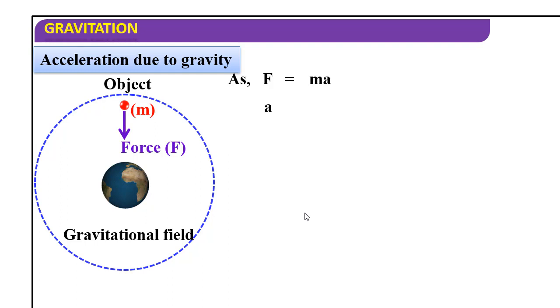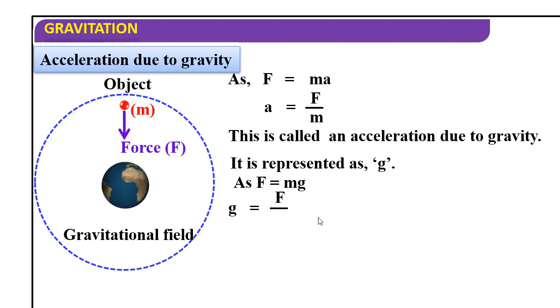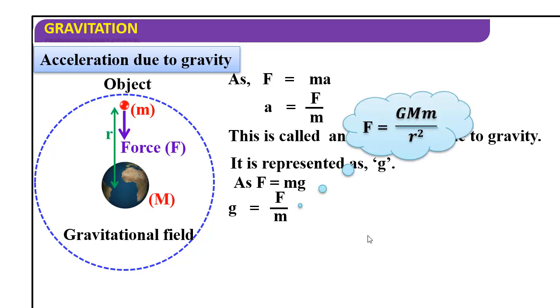Mass into acceleration. Acceleration is equal to F by m. This is called the acceleration due to gravity. It is represented as small g. F is equal to mg, so g is equal to F by m. But F we can write using Newton's law of gravitation.